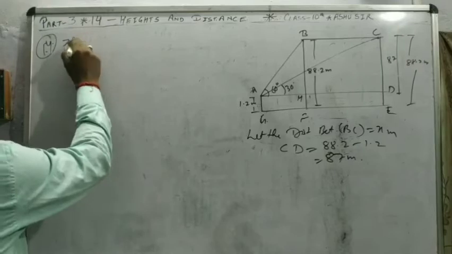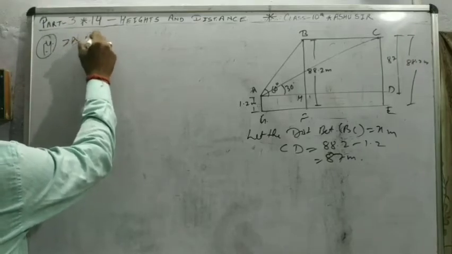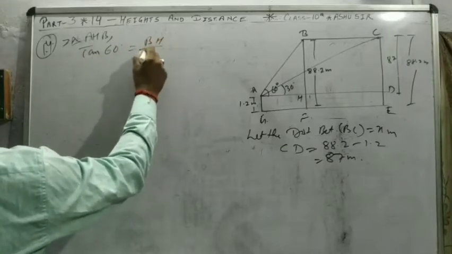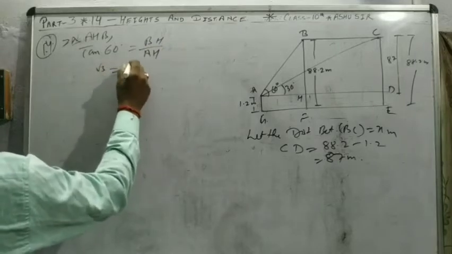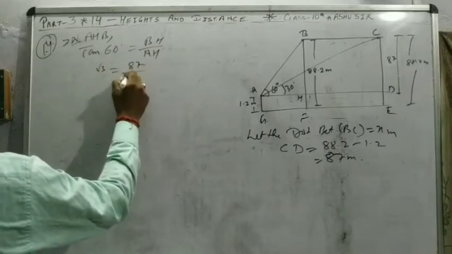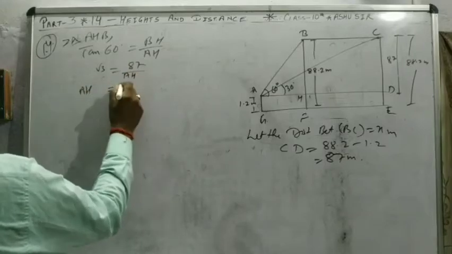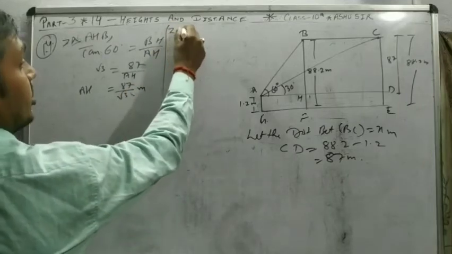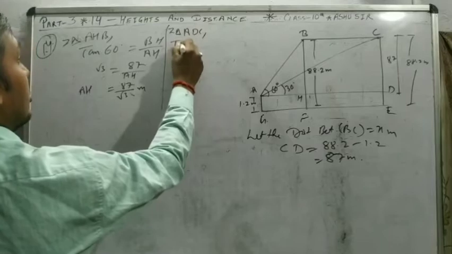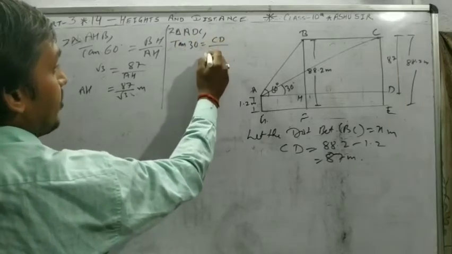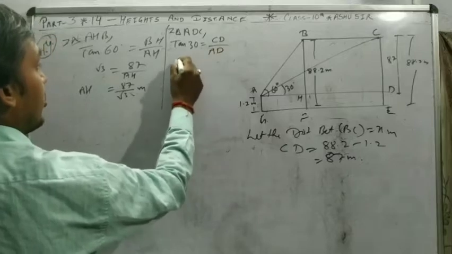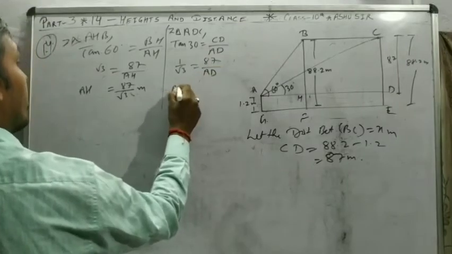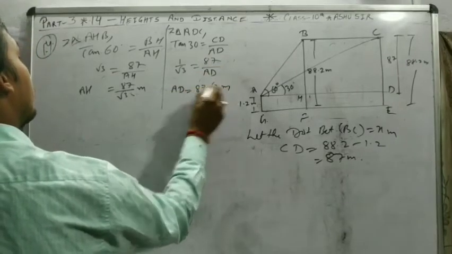So in triangle AHB, tan 60 degree, BH upon AH, root 3 equals 87 upon AH. So AH equals 87 upon root 3 meter. Then in triangle ABC, tan 30, CD upon AD, 1 by root 3 equals 87 upon AD. So AD equals 87 root 3 meter.